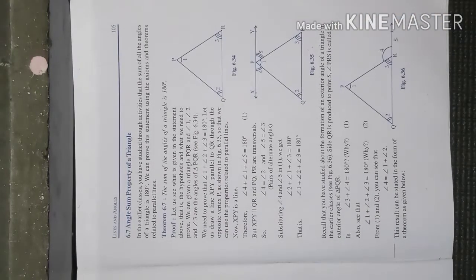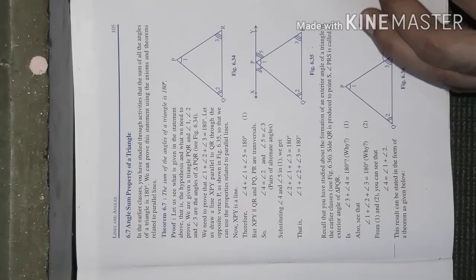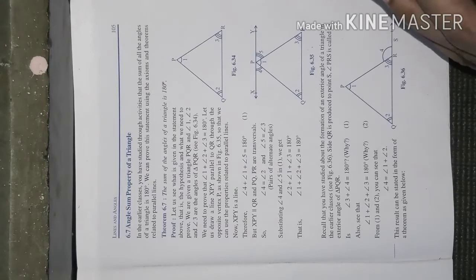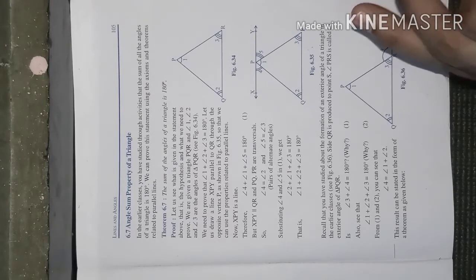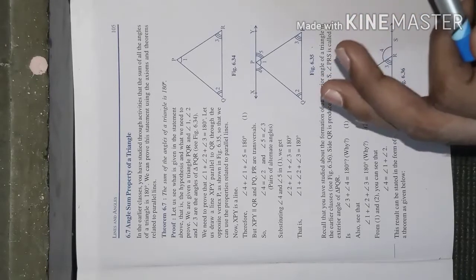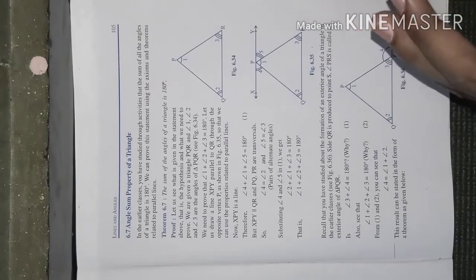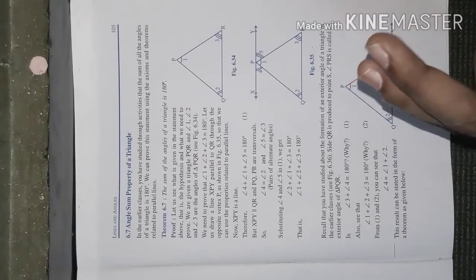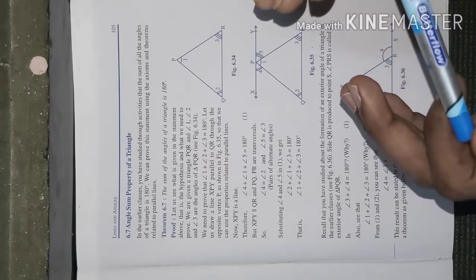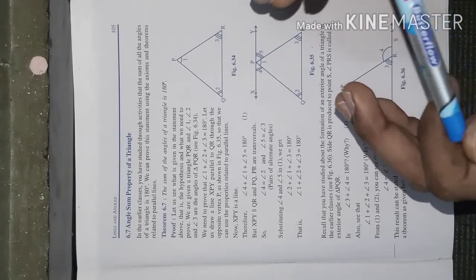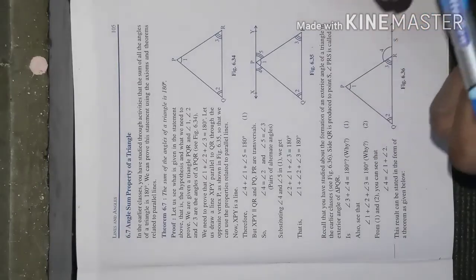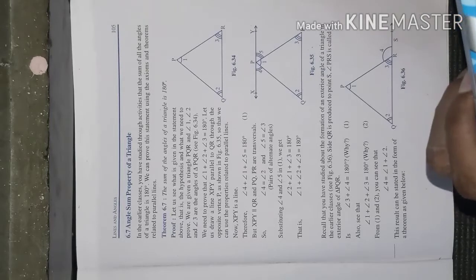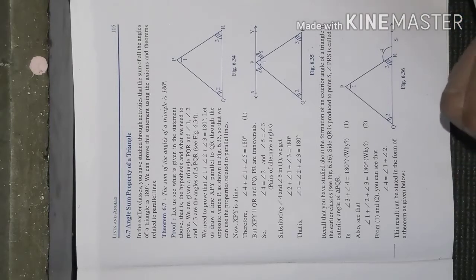Okay, as it states that in any triangle the sum of angles of a triangle is equal to 180 degrees. I will repeat it. In any triangle the sum of angles of a triangle is equal to 180 degrees. This is the statement about the angle sum property of a triangle.